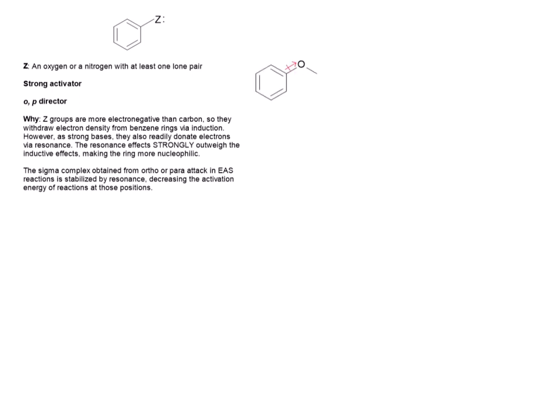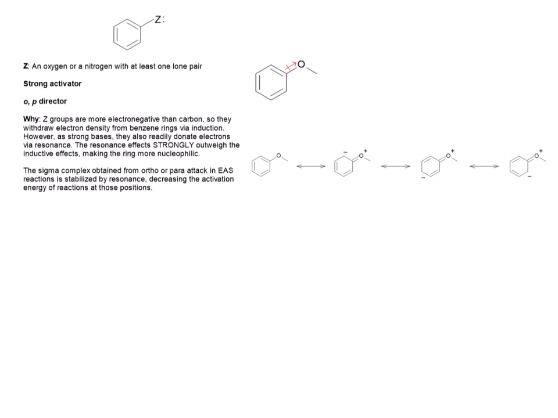Z groups are more electronegative than carbon, so they do withdraw electron density from benzene rings via induction. However, we say that they're strong activators, not deactivators, so why is that? Nitrogen and oxygen can be considered to be strong bases, and as strong bases, they can readily donate their electrons to the benzene ring via resonance. And as it turns out, the resonance effect strongly outweighs the inductive effect of the Z group, making the ring more nucleophilic.